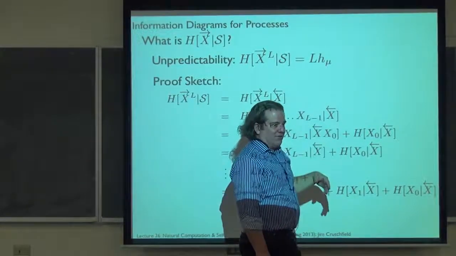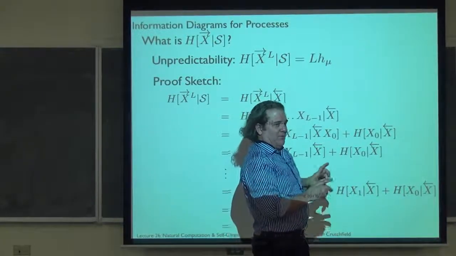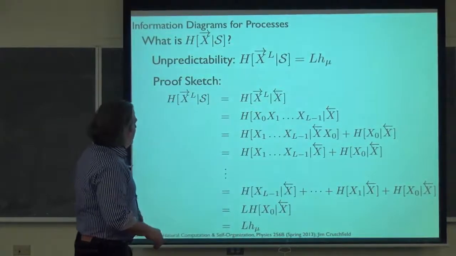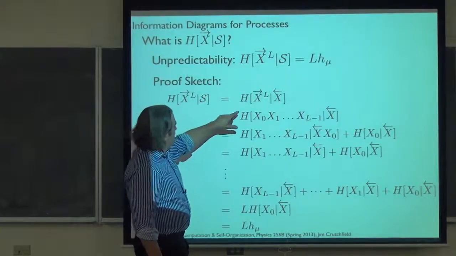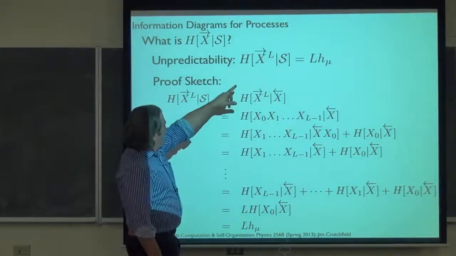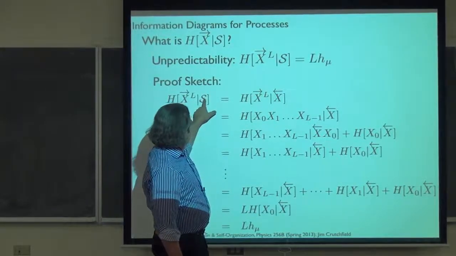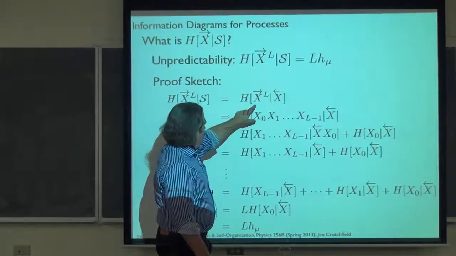Right? If I know the causal state, I'm predicting every next step with h mu bits of uncertainty. So how can we see that? Pretty straightforward, the proof's not too long. Let me just go from this quantity back to what we were working with in the I diagram. I can just replace the causal state with the past here, and then let me just expand it out.